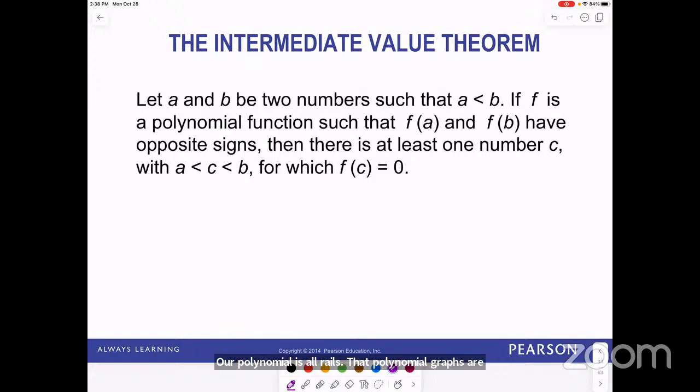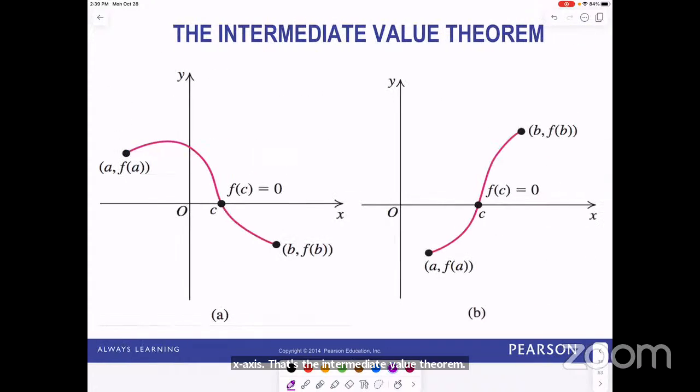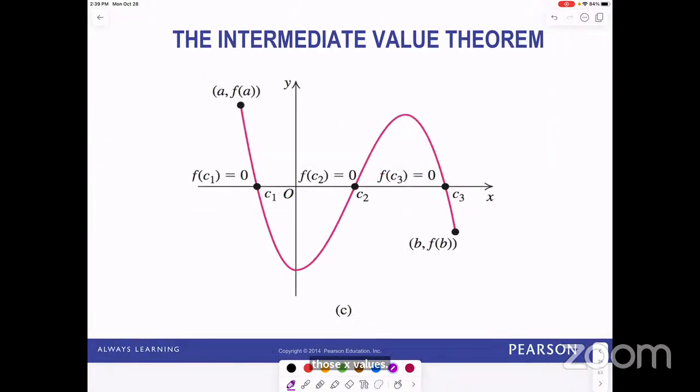So then if we have two different x values and the corresponding y's have opposite signs, then there has to be a c between those two different x values. That's basically an x-intercept where it crosses the x-axis. That's the intermediate value theorem, right? And we kind of see it in action here. Two different x values, the y's have opposite signs. So our polynomial graph crosses the x-axis somewhere between those x values. The x-intercept is somewhere between those x values. And it may be more than one x value between as well.